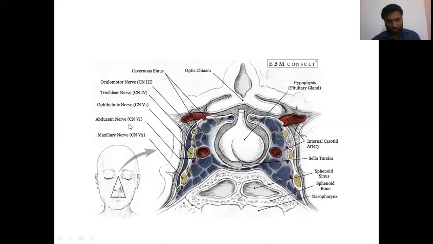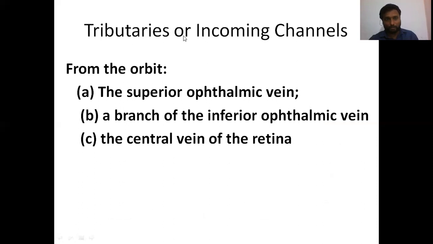So first, what is meant by cavernous sinus? That point is clear. It's a dural venous sinus seen inside the dura mater. Then what are some of the important relations? Then what are the structures passing through the lateral wall and medial wall? Now, what are the tributaries, or what are the incoming channels?